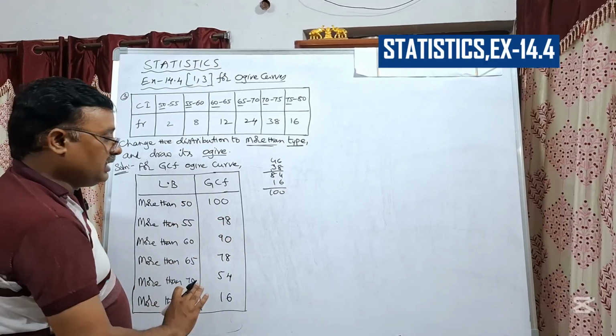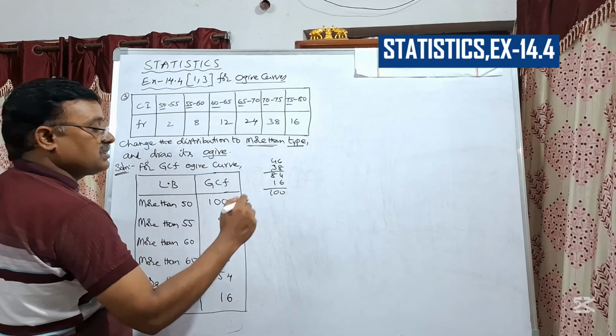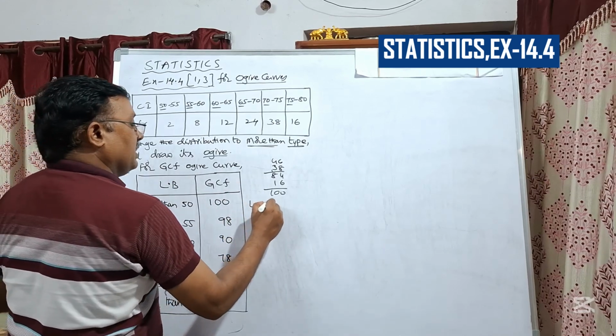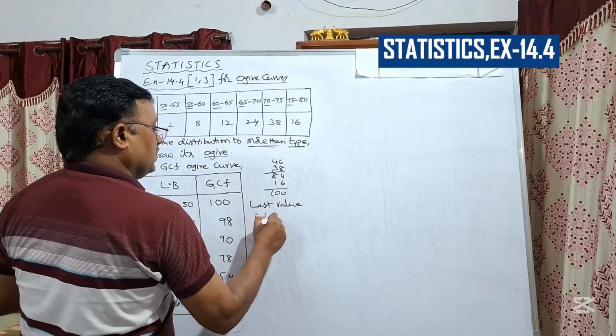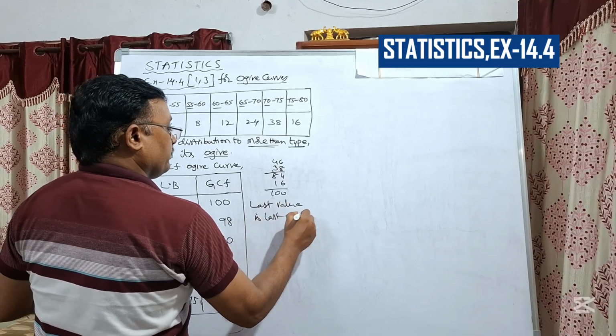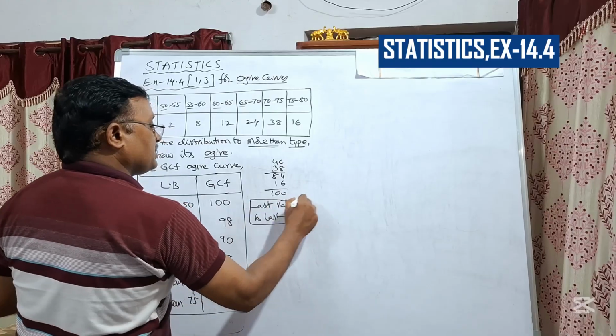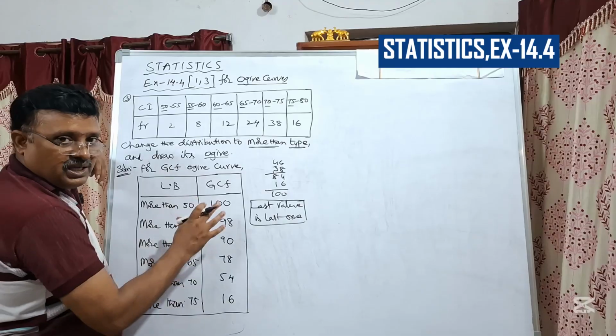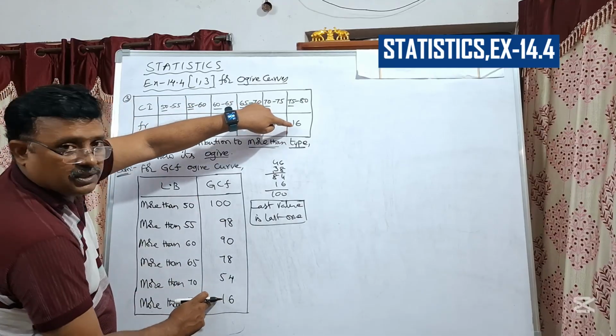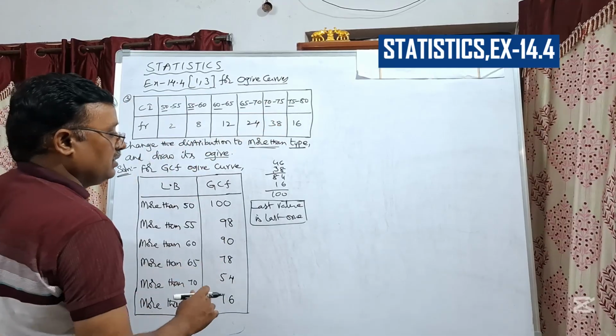Okay? Here the logic is the last value is the last one. So in the previous table, the first value is first. In this table, the last value is last. Understood? Then the table is correct. Right. What are the points?